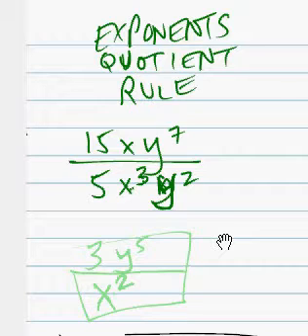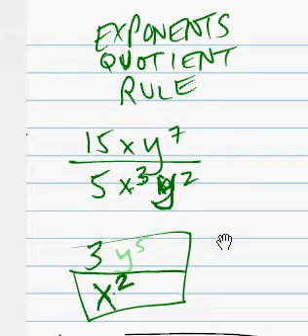So it's straightforward division at first: 15 divided by 5 is 3. And we have an imaginary 1 here, so we see that the x is going to stay below because the denominator is greater than the numerator. So we're going to keep the denominator down there, x to the 2nd. y to the 7th minus 2 is 5, so y to the 5th stays up there.